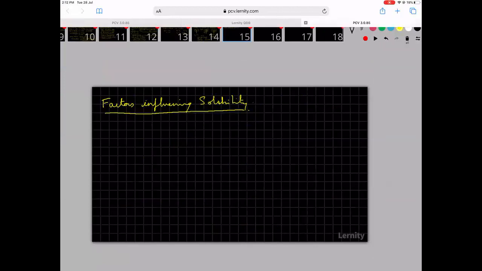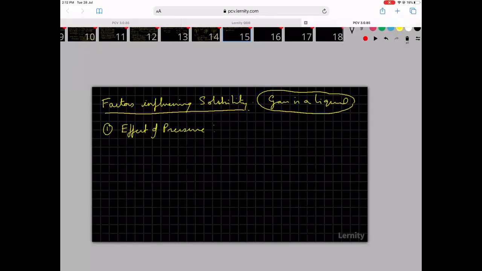Okay, factors which influence solubility. We are talking about a gas in a liquid. Okay, so we are talking only about a gas in a liquid. We are not talking about anything else. So first is the effect of pressure.